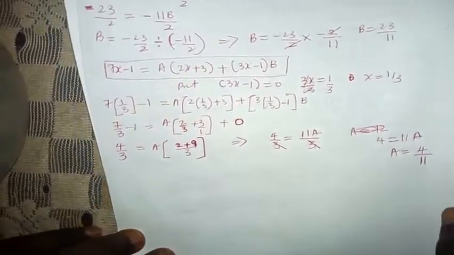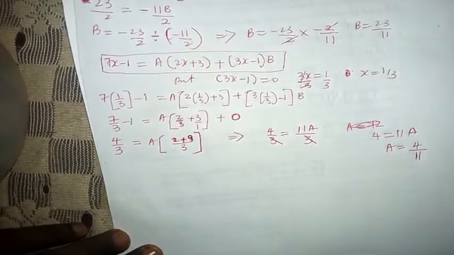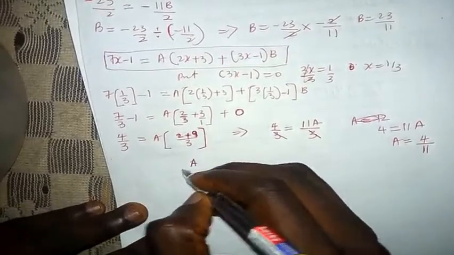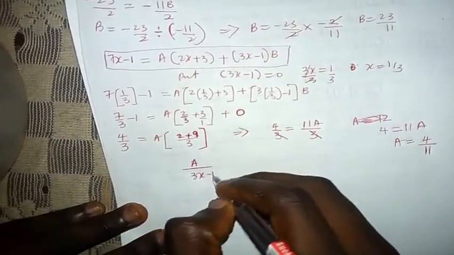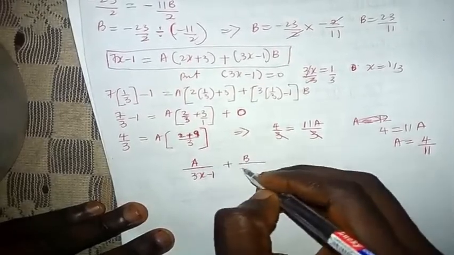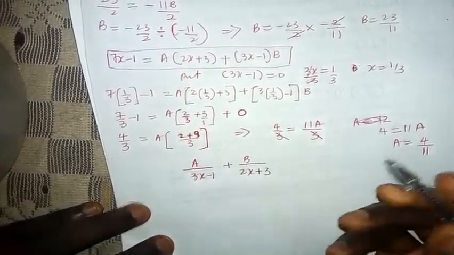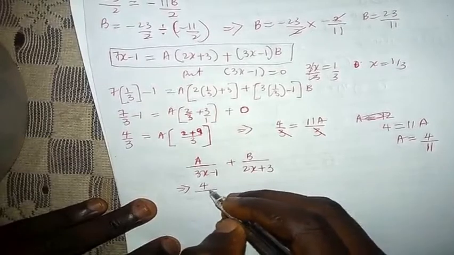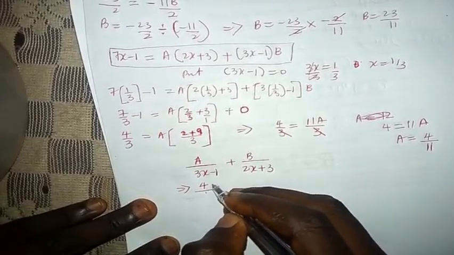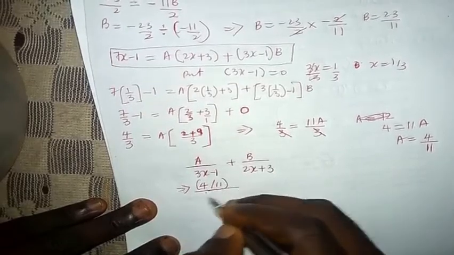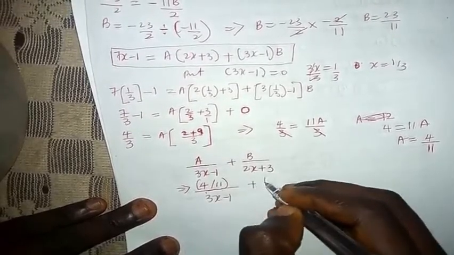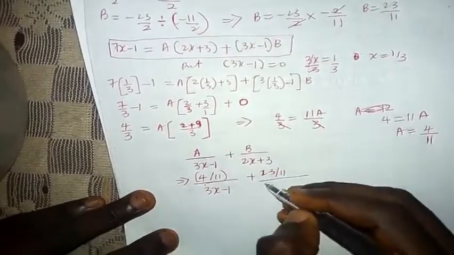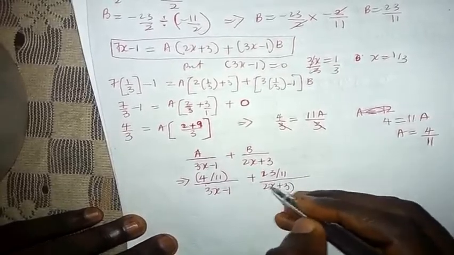So a will be equal to 4 over 11. So from your equation again, you now check this. From the equation, you wrote a over 3x minus 1 plus b over 2x plus 3. That's what you wrote. So here a will now be equal to 4 over 11, so 4 over 11 over 3x minus 1 plus b. B is what? B is 23 over 11 over 2x plus 3. Yeah, that's b. So that is the answer.